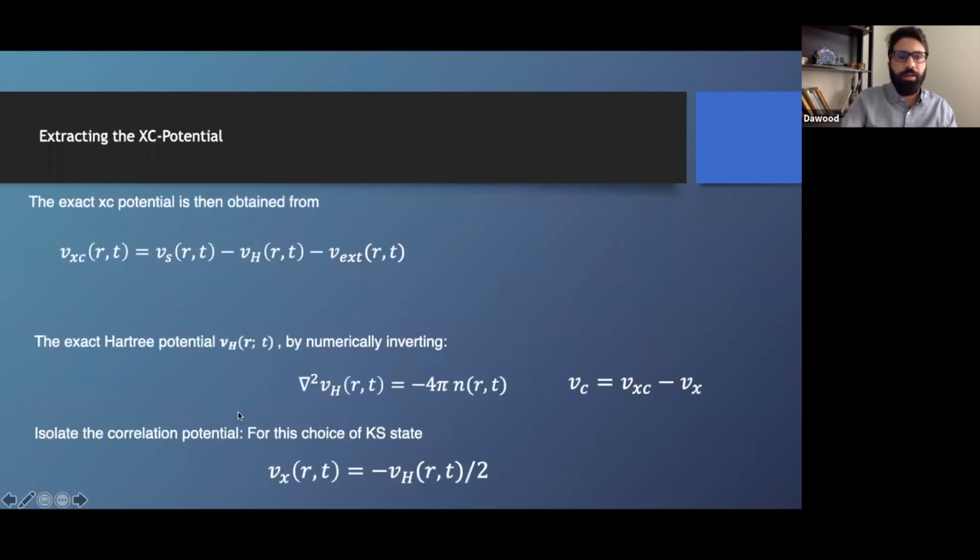And then to extract the XC potential, we use the following equation, since the Hartree potential can be extracted numerically by inverting this equation. And for this choice of KS state, we already know that the exchange potential Vx is minus half Hartree, and from that we can easily calculate the correlation potential. So finally, we extract the correlation potential in order to compare it with the one-dimensional cases.